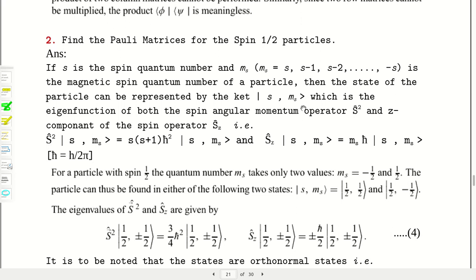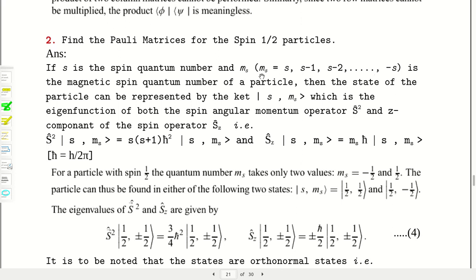Consider the electron. You are familiar with the electron, a spin half particle. There are some other spin half particles also, but I am giving this example with the electron because you are very familiar with it. So the spin quantum number is half, which is known to us, and the magnetic spin quantum number is plus half and minus half.